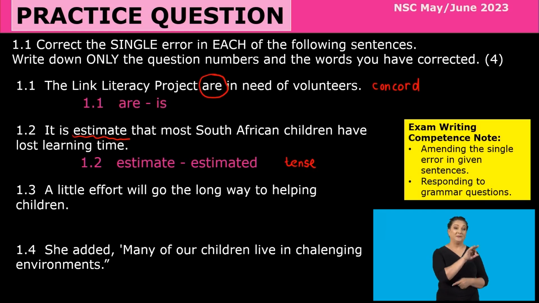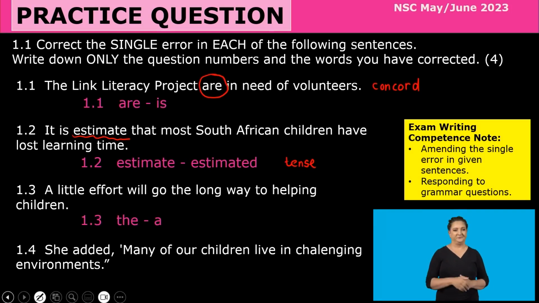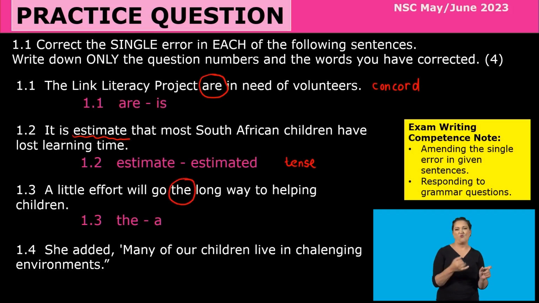1.3, a little effort will go a long way. Okay, I've already hinted to the response. A little effort will go the long way to helping children, all right? So in our response, it says "the" should actually be "a". That word there is wrong, so our definite article was incorrect for this sentence. So in this case, remember we are looking at the grammar error, okay?